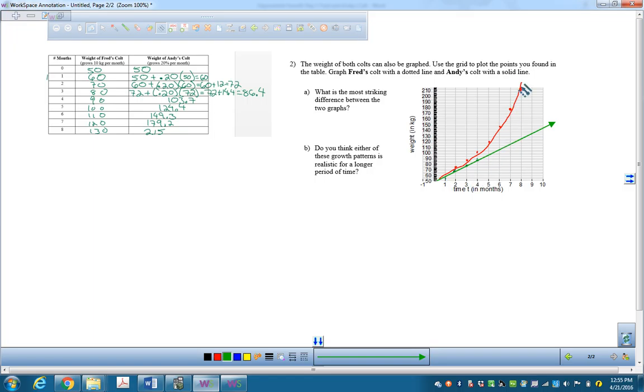And as time goes on, whose colt is going to weigh more? Fred's, right? Do you think any of these growth patterns is realistic for a longer time period? Why or why not? What do you think? Why not, Cole? You said no. Who could tell me why this isn't realistic? Yes, Will. It's not going to grow like that forever. Very good, right? Otherwise it would go up infinitely forever.